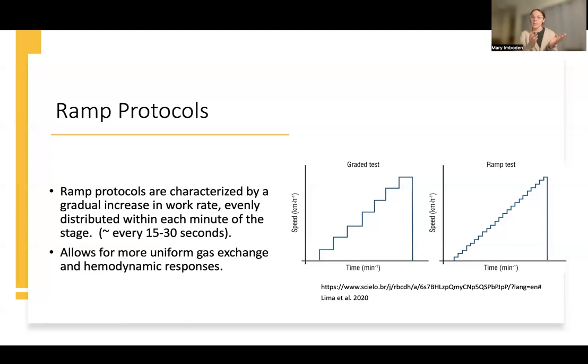Okay, and just to define it, ramp protocols are characterized by a gradual increase in work rate, evenly distributed within each minute of the stage.